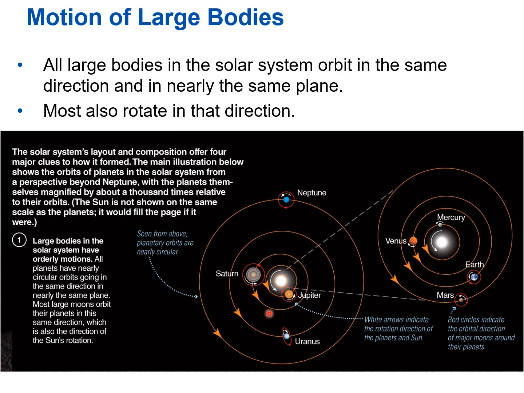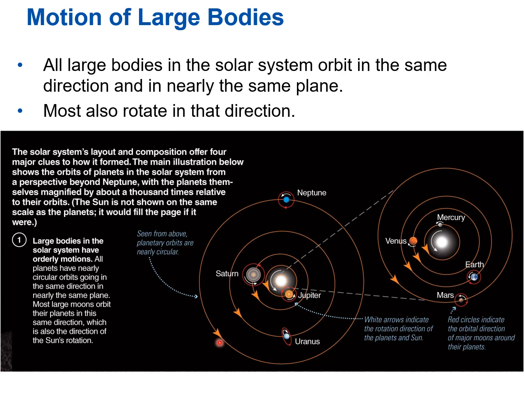And it says most also rotate in that direction. The sun rotates in that counterclockwise direction. Mercury, Earth, Mars. Now Venus is the exception, it goes backwards, but Jupiter, Saturn, Neptune, they all rotate in that same counterclockwise direction. Uranus is another exception because it's on its side.